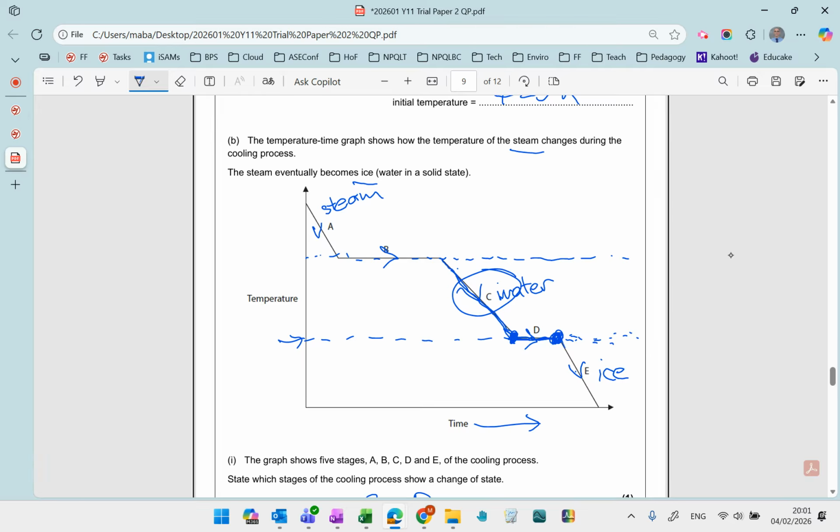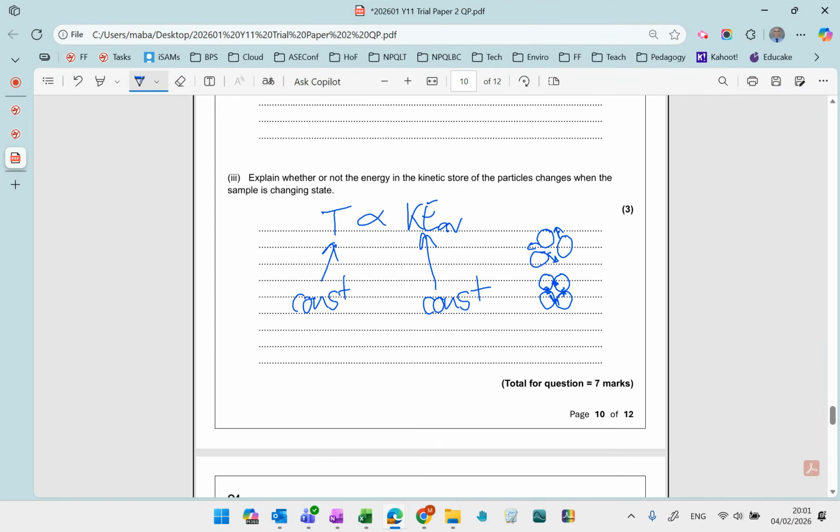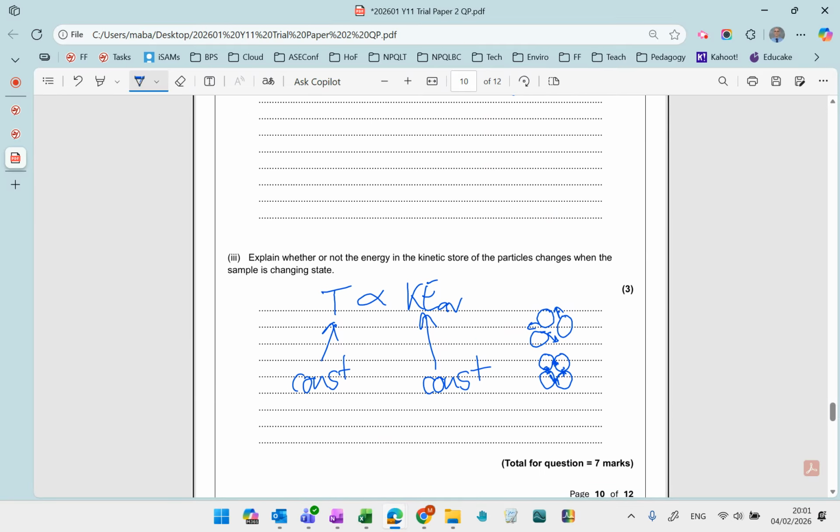And the same when we get to ice, as it cools further, the temperature starts to change again. So now it's not the potential energy that's changing anymore. They're already fixed in that lattice, okay, but the vibration in the lattice decreases as we go through section E of the graph. Okay, and that's all you need for 7 marks.